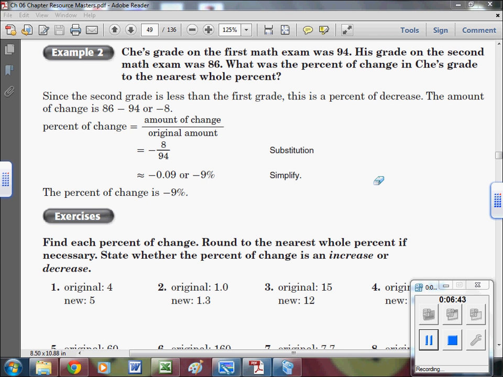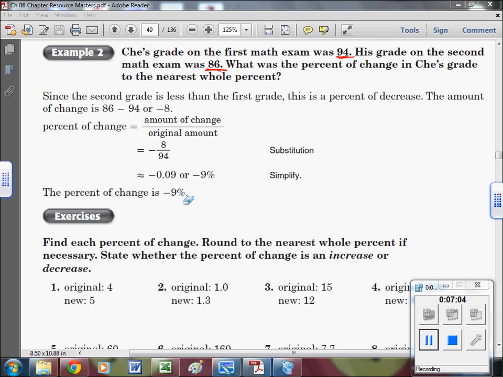So we've already acknowledged and recognized that he went down because he went from a 94 to an 86. So regardless of whether you end up with a negative here or not, I want you to take a step back and use your common sense. You know he went down, so it's going to be a decrease. So when you find that percentage, it's going to be a percent of decrease. That's what I want you to focus on.